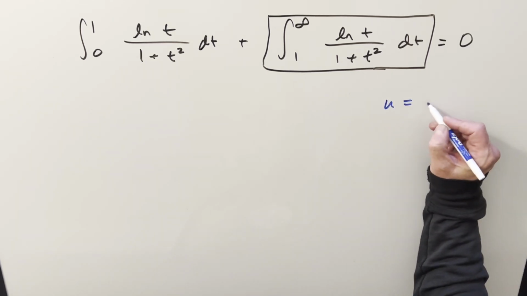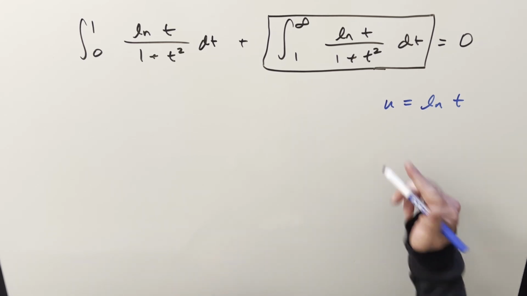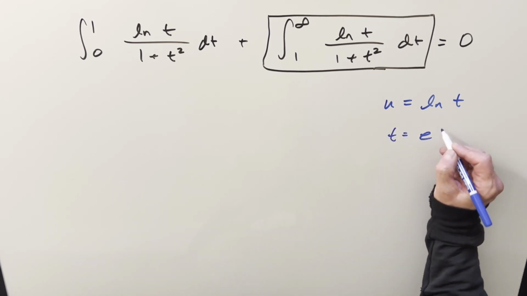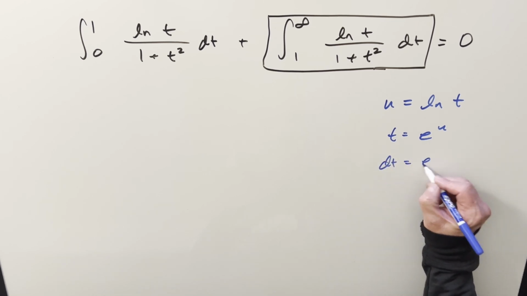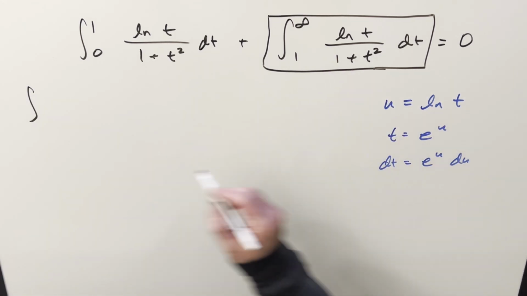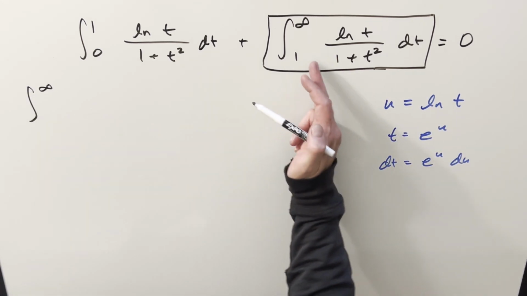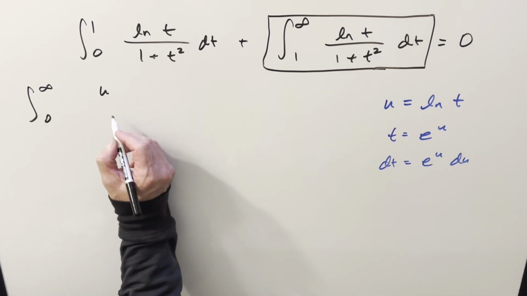I'm going to do u equals ln t, and solve for t. We're going to have t equal to e to the u. I'll take a derivative and we get dt is equal to e to the u du. Go ahead and substitute. Plug in infinity here and we're still going to infinity. Plug in 1, natural log of 1 is just 0. So then our numerator just becomes u.